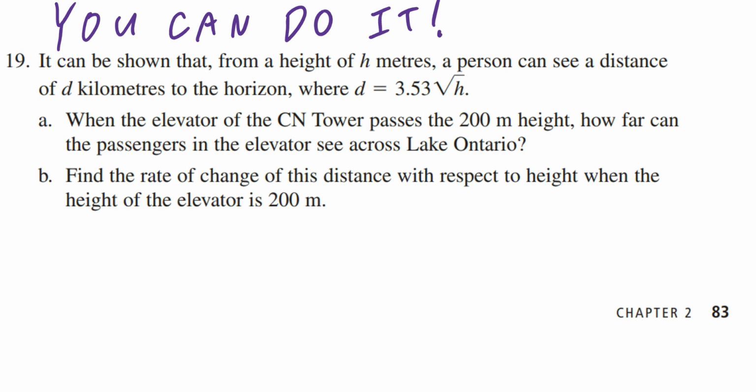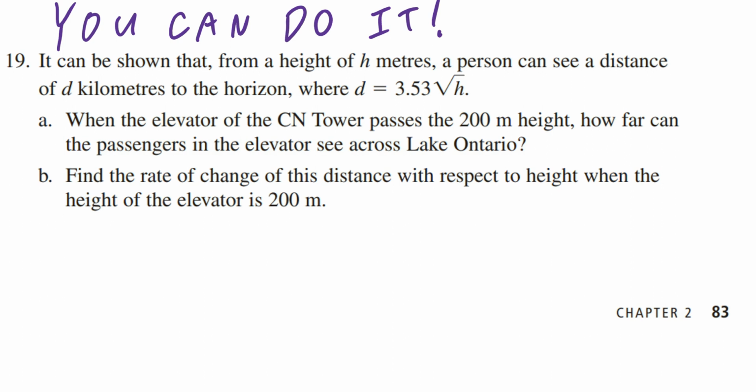Hi everyone, let's take a look at number 19 on page 83. It can be shown that from a height of h meters, a person can see a distance of d kilometers to the horizon, where d equals 3.53 times the square root of h.